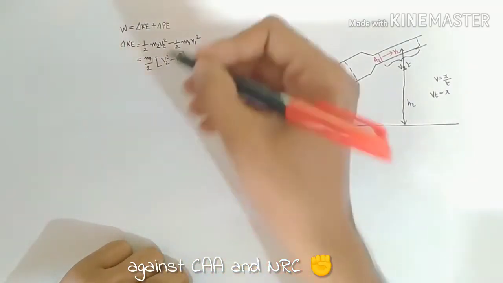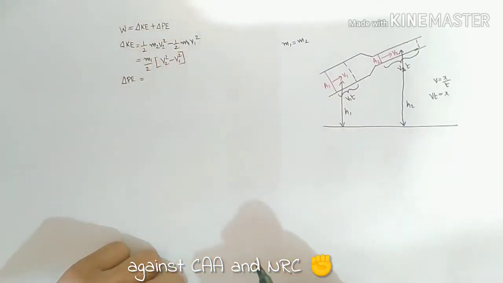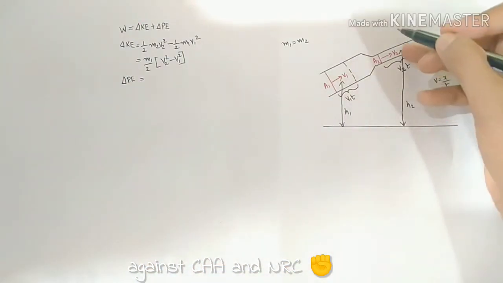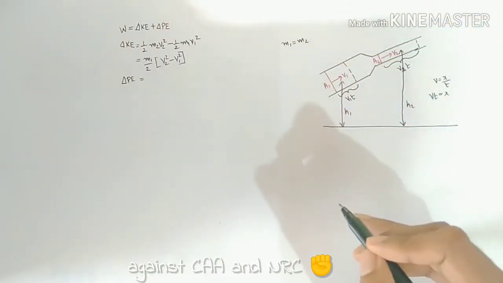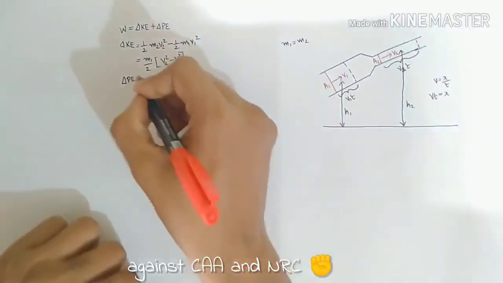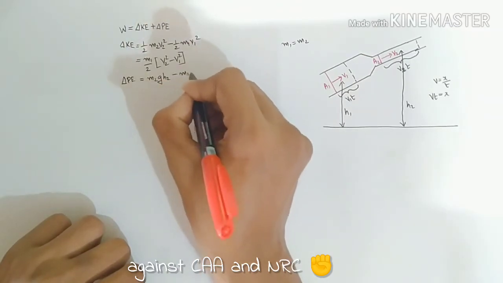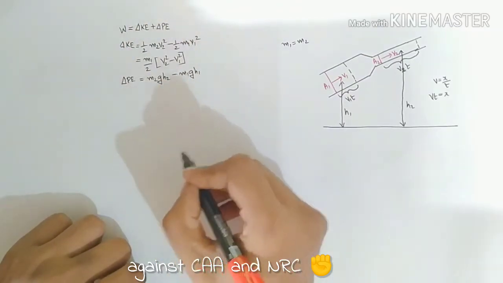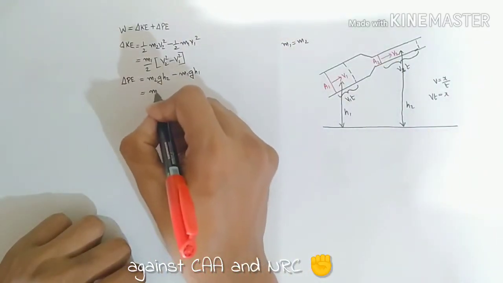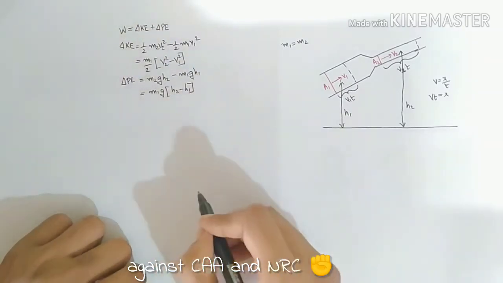Then let's move to the change in potential energy. As we know, the expression for gravitational potential energy is mgh. Since h2 is greater than h1, the change in potential energy will be the potential energy over here minus the potential energy over here, that is m2gh2 minus m1gh1. By using this concept, that m1 is equal to m2, we could write m1g into h2 minus h1.